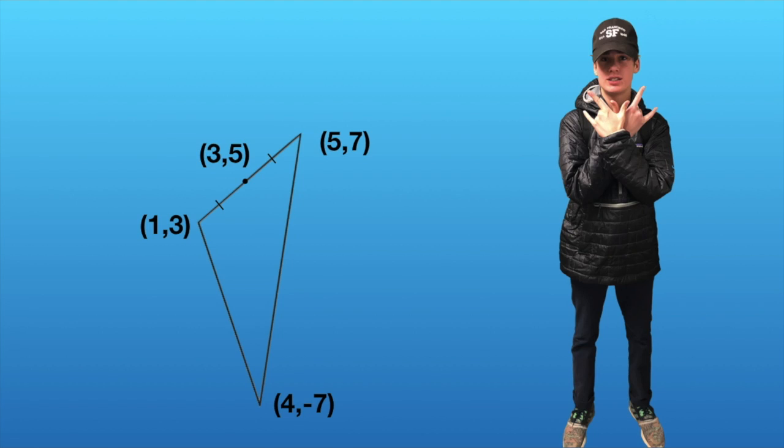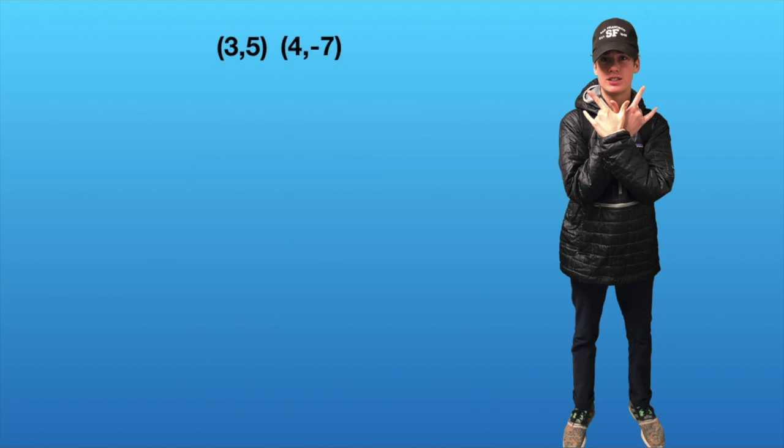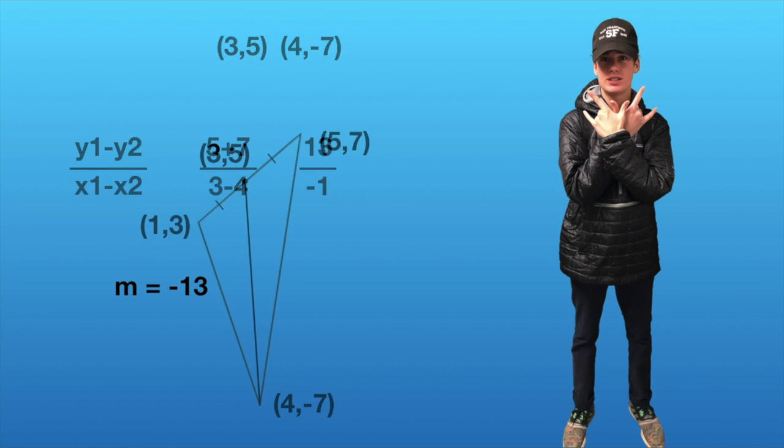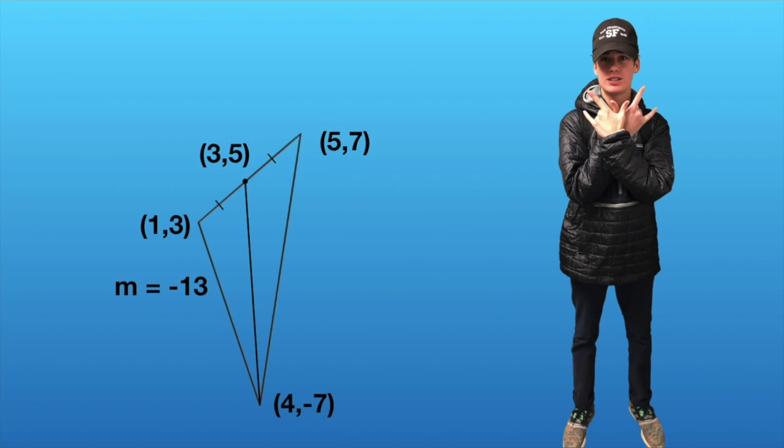Now that Graham has found the midpoint (3, 5), he is able to use those 2 points to find the median, but he must find the slope first, so we will use the same formula as he used for the altitude, which is y1 minus y2 over x1 minus x2. So we get 5 plus 7 over 3 minus 4, which is equivalent to 13 over negative 1. So we get a slope of negative 13. So Graham then uses that for his slope, and so we get the equation y minus 5 equals negative 13 times x minus 3.